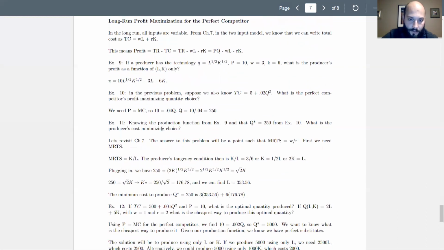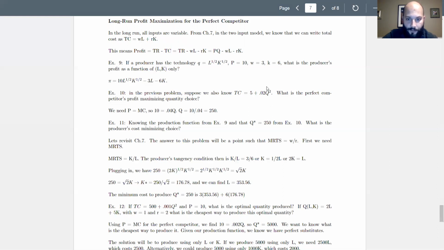Right. Suppose that we also know, in addition to this profit function, that our total costs are equal to 5 plus 0.02 Q squared. What is the perfect competitor's profit maximizing quantity choice? Well, our rule for profit maximizing is P equals MC. So that's true short run or long run. So P equals MC, we know that price is equal to 10 from before. So 10 equals marginal cost.